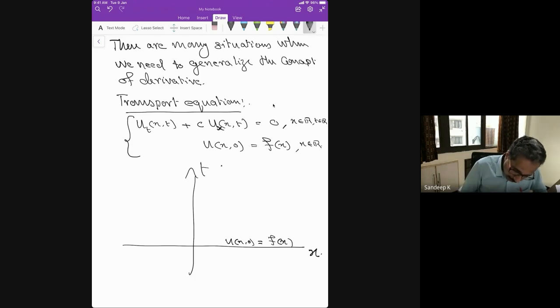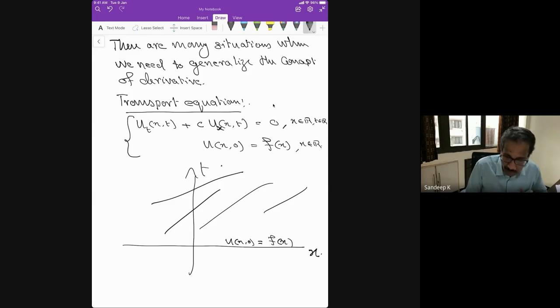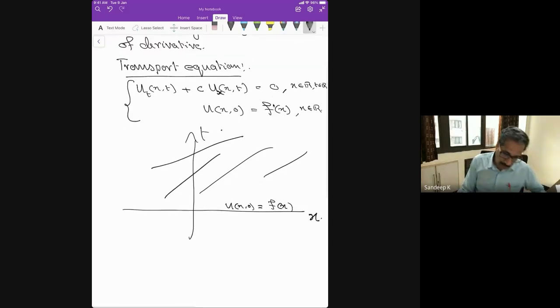And then you have to define the function for positive time, so that it satisfies the equation u_t at (x, t) plus c times u_x at (x, t) is equal to 0. Here u_t means the partial derivative of u with respect to t, and u_x means the partial derivative of u with respect to x. In other words, you want to find a solution of this differential equation with a condition at time t equal to 0, which you call an initial condition. The initial condition is given.